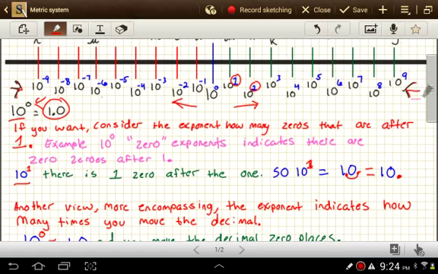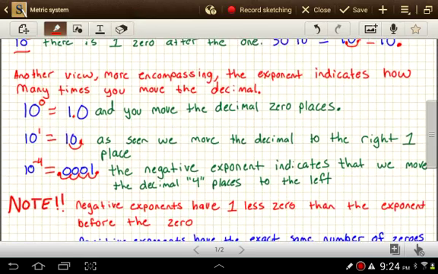So you come down here and read. Here's some other examples. If I have 10 to the 0, that equals 1.0, and you move the decimal 0 places. So 10 to the 0. The 0 indicates how many places you move the decimal. Well, I move the decimal 0 places. Here I have 10 to the first, or 10 to the 1, and so I move the decimal 1 place.